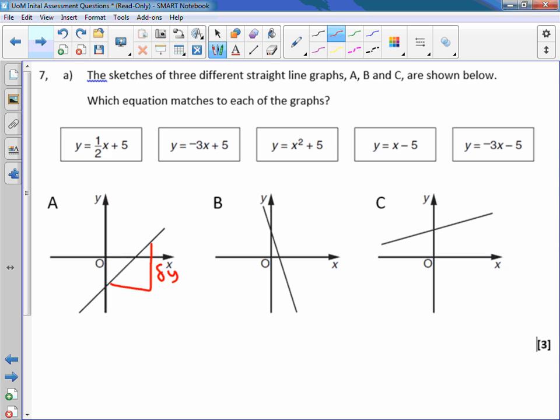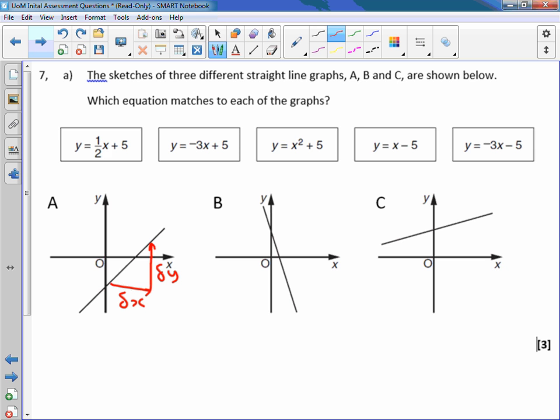Delta y, delta x. But we're changing y. We're changing x. That's going to be positive in this case. So I'm going left to right for delta x and going up for delta y. So it's going to be positive. So the gradient is positive.